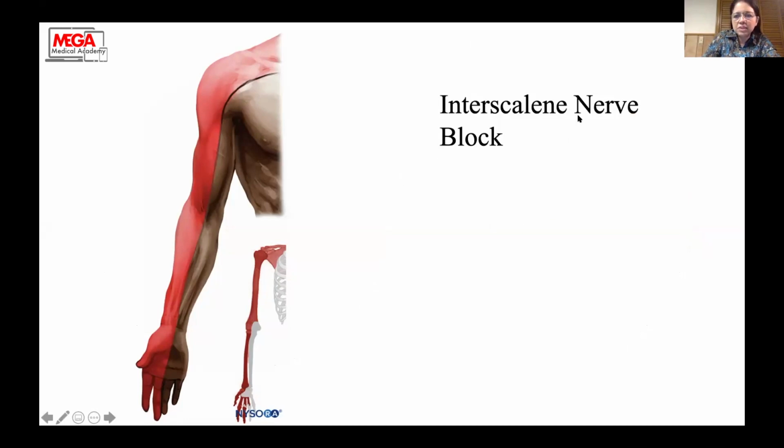So the indications for this interscalene nerve block are usually shoulder surgery or a proximal humeral surgery. Usually this is the distribution, so it's not going to be good for anything on the medial side of the arm.